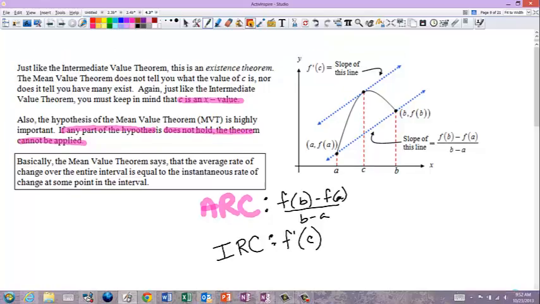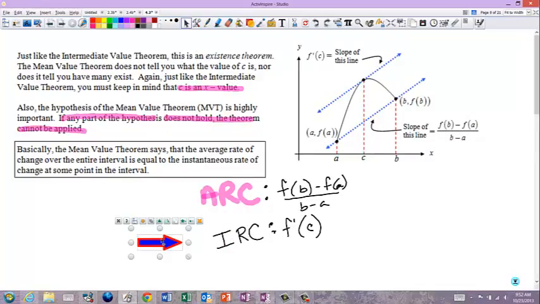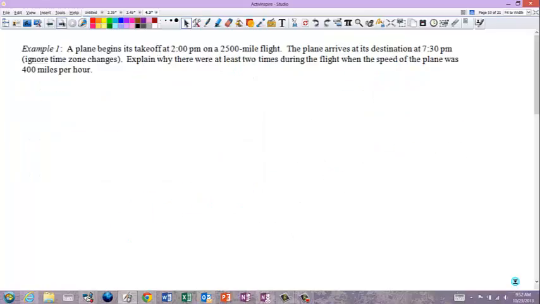Graphically, what that means is, ooh, it's a Superman arrow. It's red and blue. If you find the secant line, if you draw a line connecting a and b, and find the slope of this line, f of b minus f of a over b minus a, then somewhere on this graph the tangent line has to be parallel. So the derivative, the slope of the tangent line, must equal the slope of the secant line somewhere in the interval. And to find it, we're just going to use the mean value theorem.